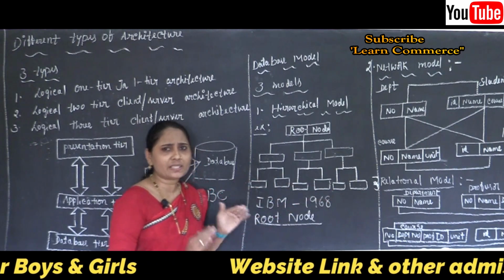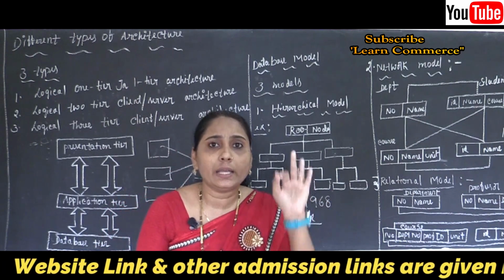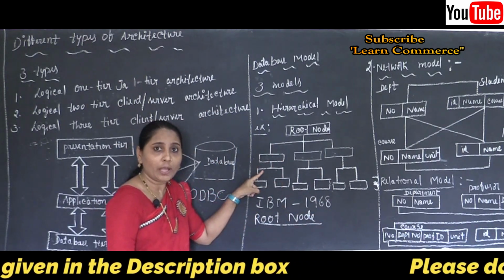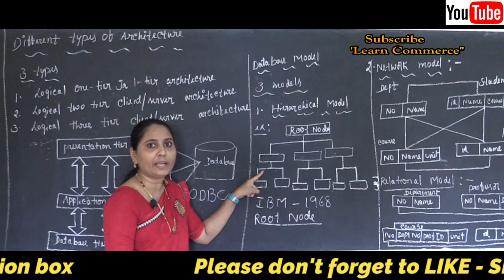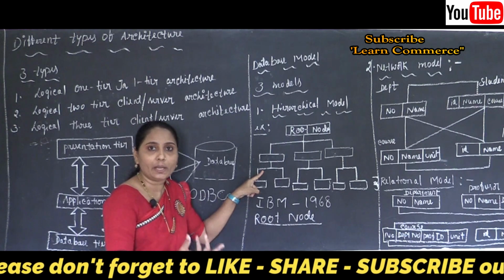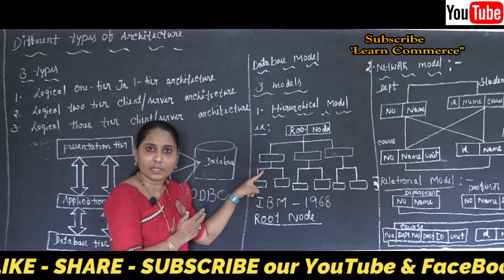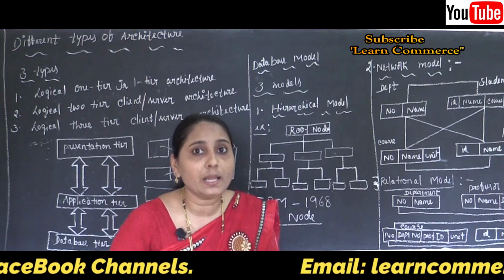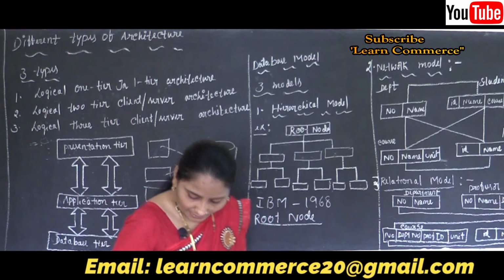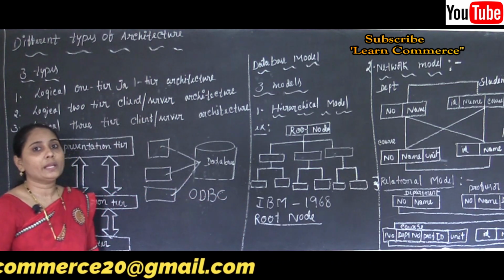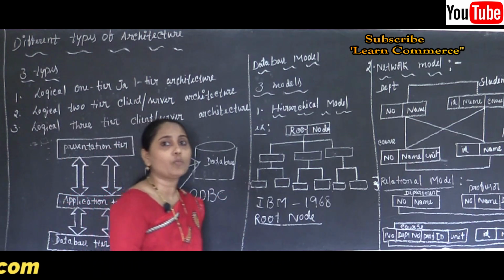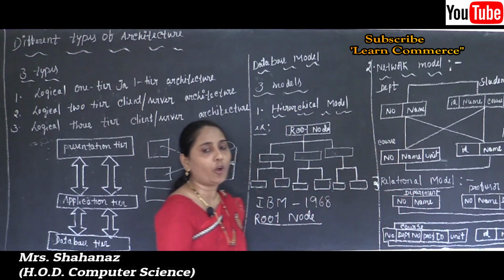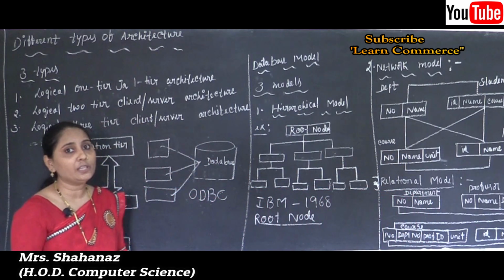Or simply, we can say that each child node can have only one parent node, but the parent node can have many child nodes. Clear this point? So this is the main concept of our hierarchical data model. We already know that in our hierarchical data model one parent node is there, but the parent node can have many child nodes here.